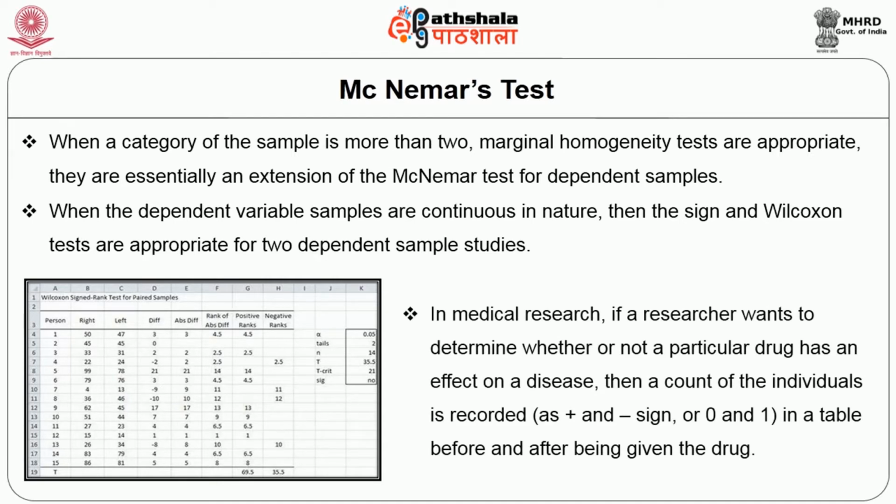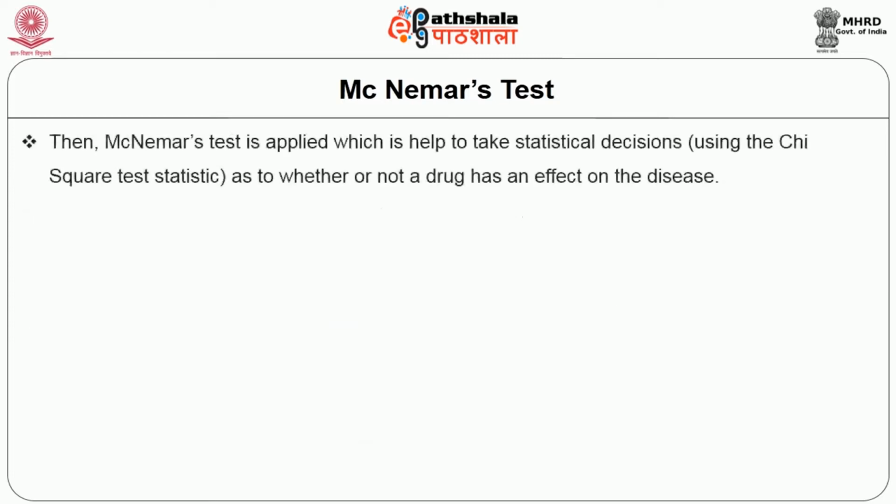In medical research, if a researcher wants to determine whether or not a particular drug has an effect on a disease, for example, where the answer is given as yes or no, then a count of the individuals is recorded as plus or minus symbols or 0 and 1 in a table before and after being given the drug. The McNemar test is applied, which helps to take a statistical decision on whether or not a drug has an effect on the disease.